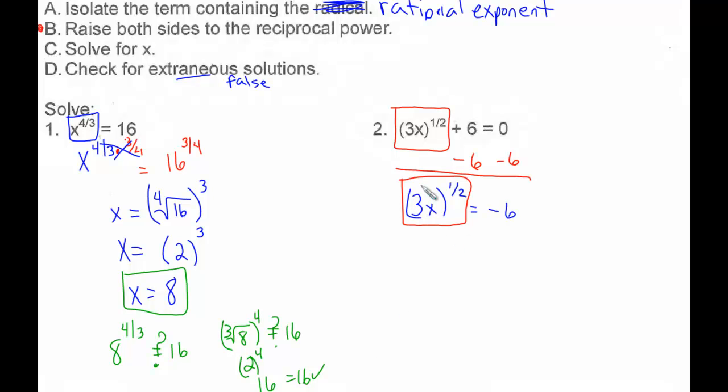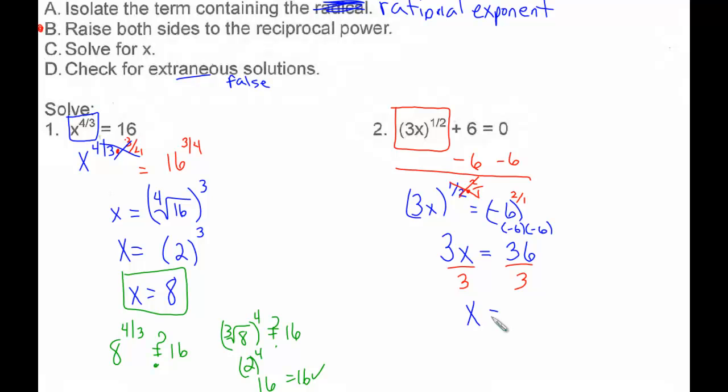Notice that if I put a box around this, it is isolated. There's nothing being multiplied. There's nothing being added. So multiply both powers by the reciprocal 2/1. So this will reduce and leave just 3x. And on this side, -6 squared is positive 36. Now just solve for x. Divide both sides by 3. So x is equal to 12.